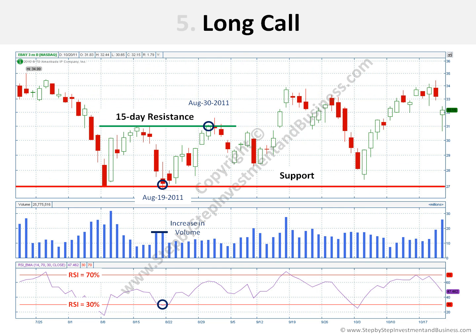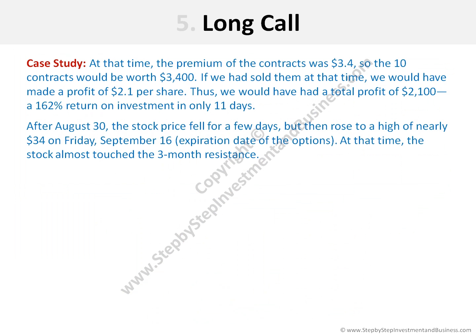As we had said, we bought the calls on August 19, the day we got the bullish signal, and a few days later on August 30, the stock reached the price of $31, touching the 15-day resistance. At that time, the premium of the contracts was $3.4, so the 10 contracts would be worth $3,400. If we had sold them at that time, we would have made a profit of $2.1 per share, because we had bought at 1.3. Thus, we would have had a total profit of $2,100, making a 162% return on investment in only 11 days.